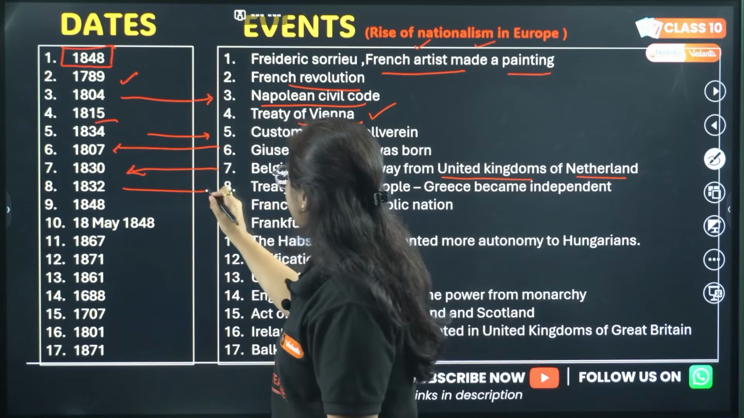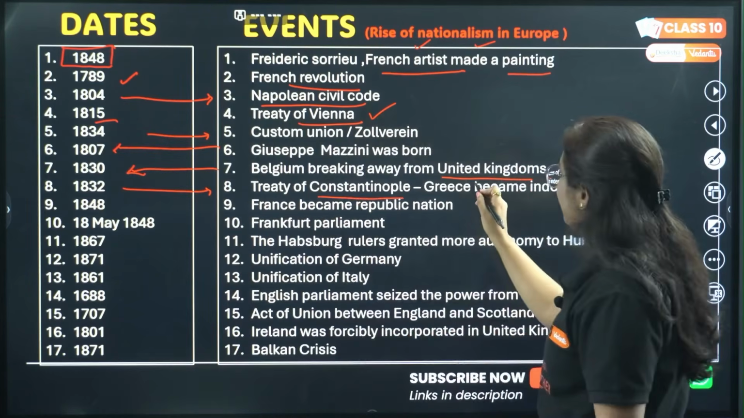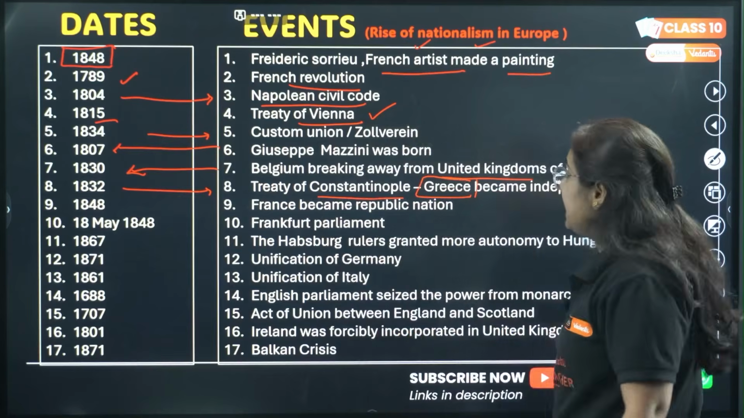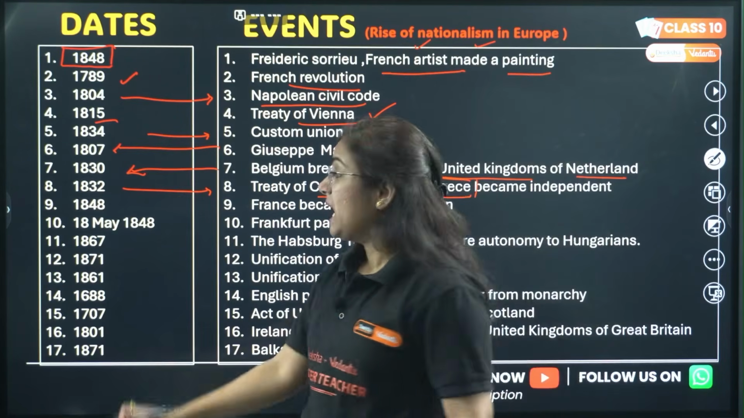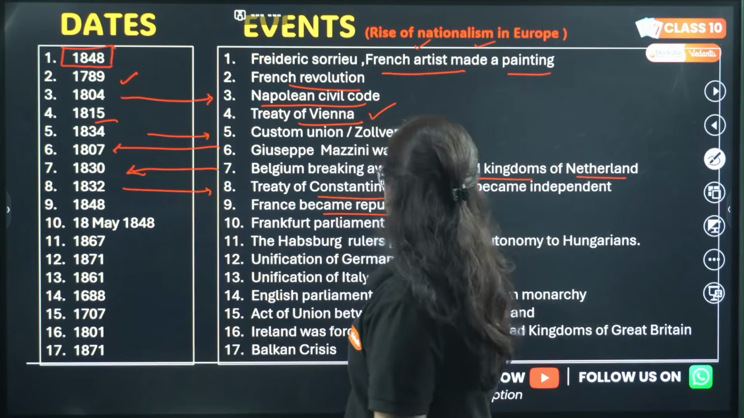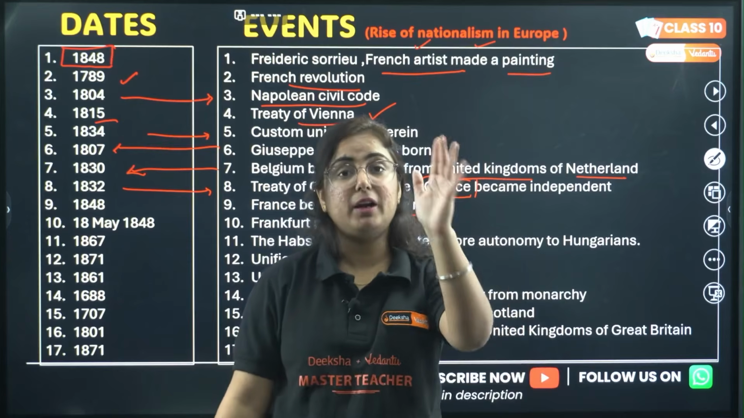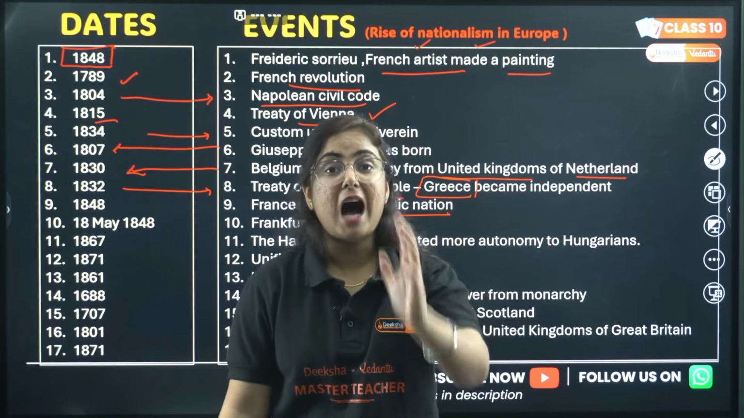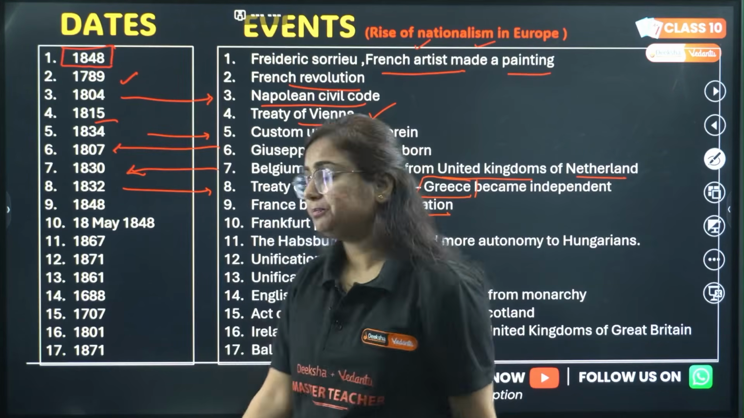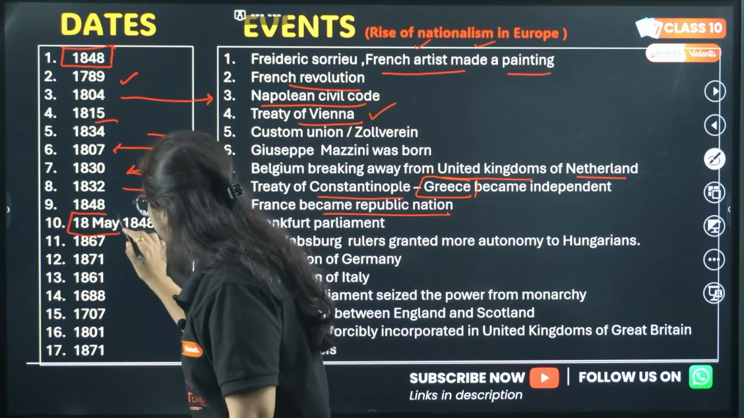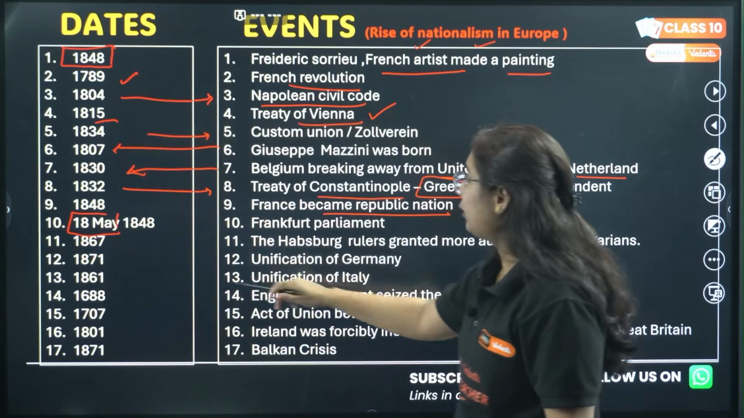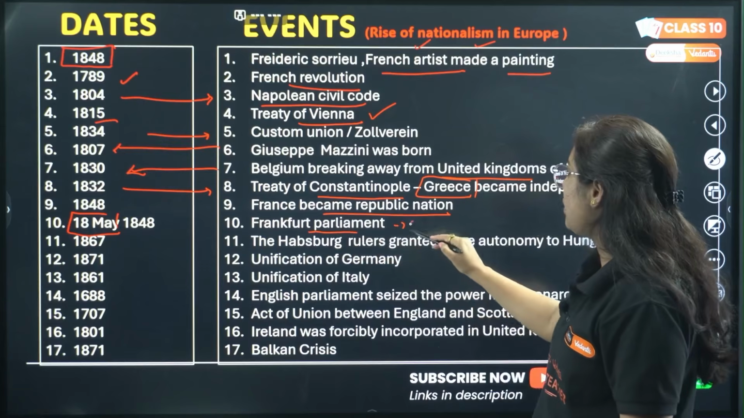However, in 1832, there is Treaty of Constantinople, through which Greece became an independent nation. 1848, France became republic, and whenever I have added certain specific dates, this tells you how important that date is. Okay. On 18th of May, again in the same year, that's 1848, Frankfurt Parliament was convened.